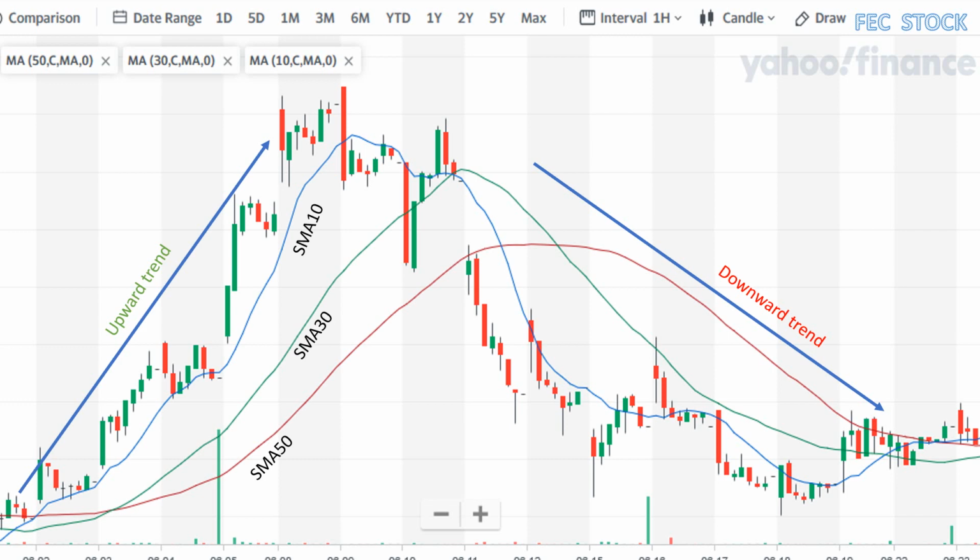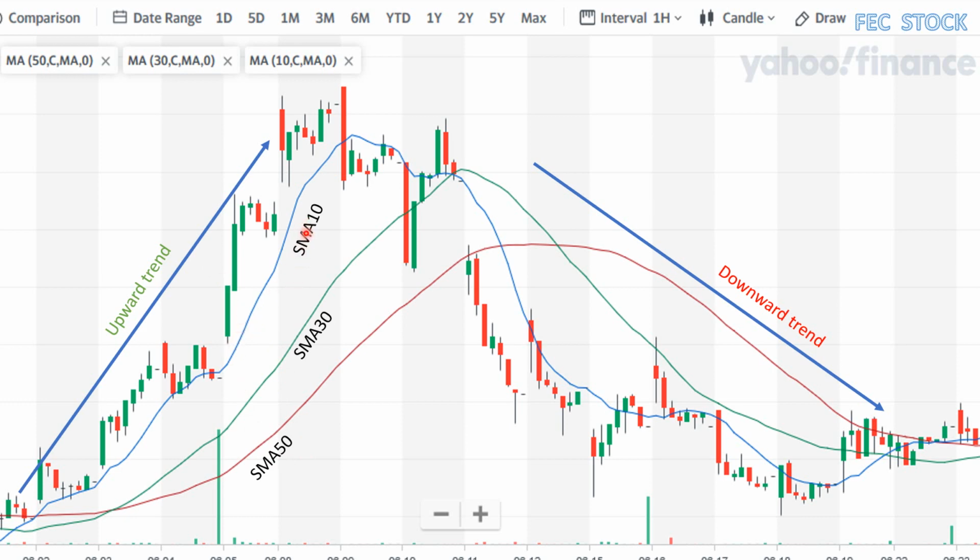This is Yahoo Finance and FEC stock. I installed three simple moving averages. One of them is SMA 10, another one is SMA 30, and the last one is SMA 50.